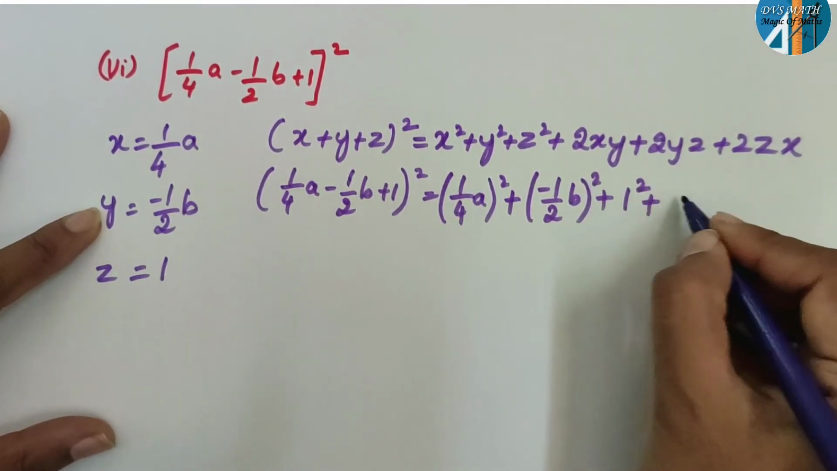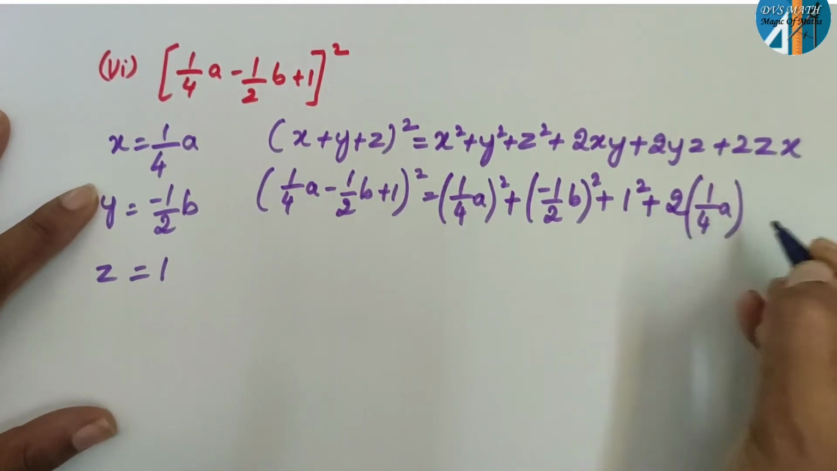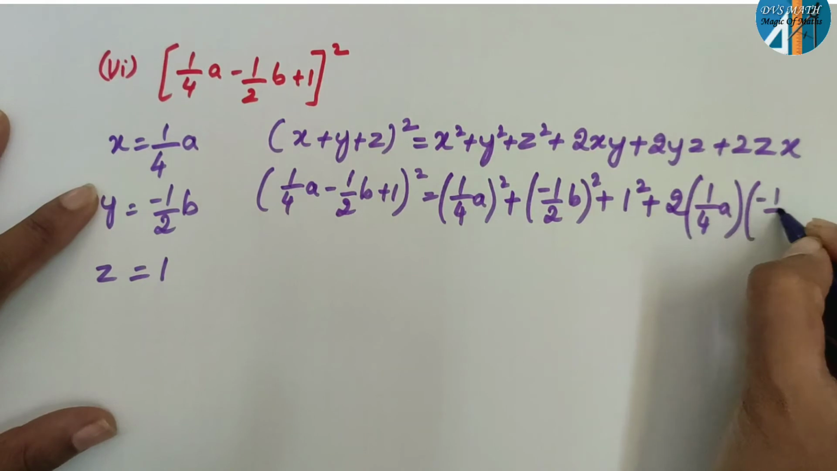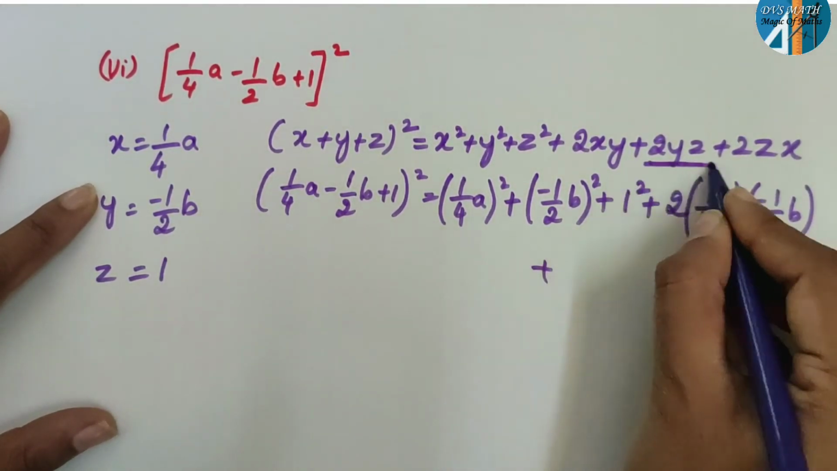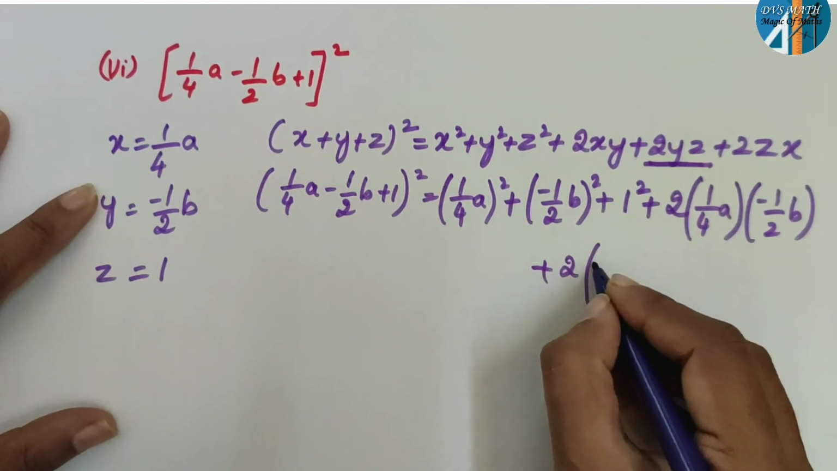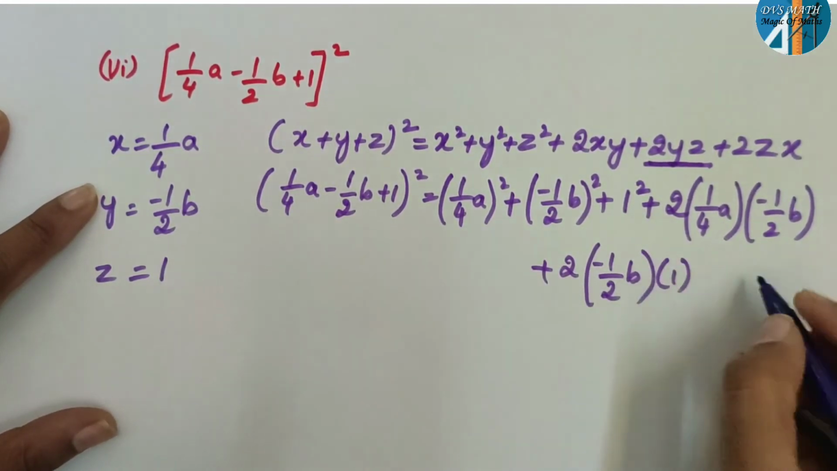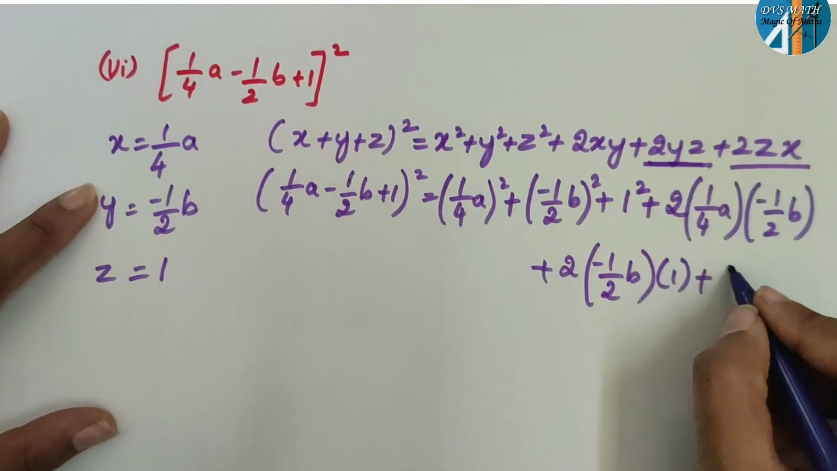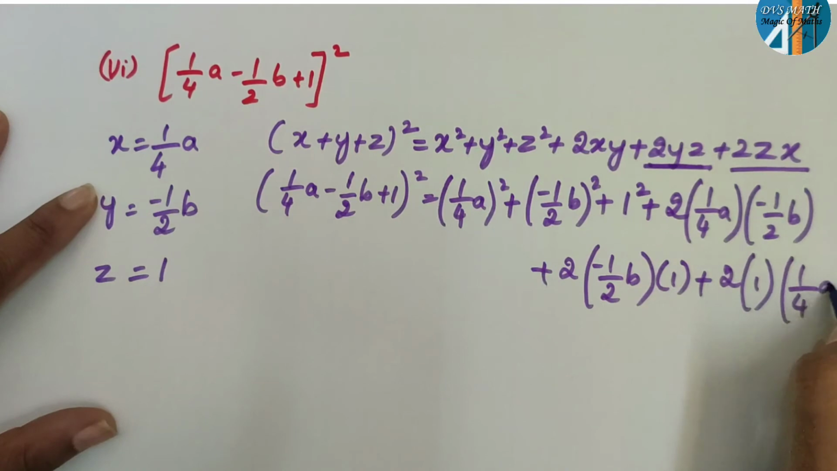Okay, plus 2 into what is the x? Again 1 by 4a. What is y? Minus 1 by 2b. Plus 2yz. So 2, what is y? Minus 1 by 2b. What is z? 1. Again plus 2zx. 2, what is z? 1. X it is 1 by 4a.